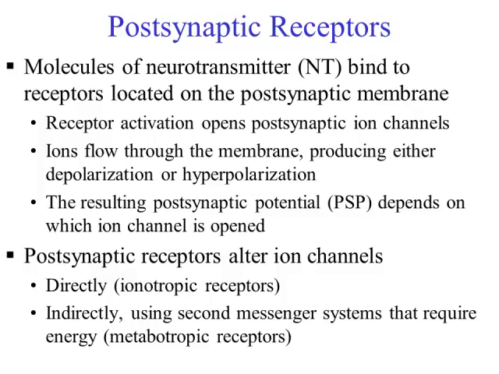So now we're dealing with our first chemically gated ion channels. Neurotransmitters are going to bind to receptors, activate ion channels, then ions are going to flow through the membrane, producing either a depolarization or a hyperpolarization. So this creates what we call a postsynaptic potential.